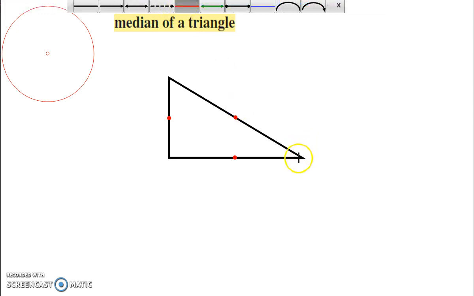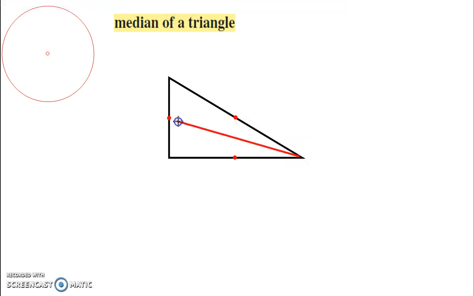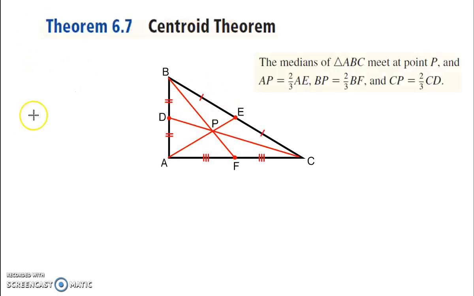If you connect the vertex to the midpoint of the side, like this, and then the vertex connected to the midpoint of the other side, and then the vertex connected to the midpoint of the opposite side, like so, we get a midpoint like this between those three, and we call that the centroid.